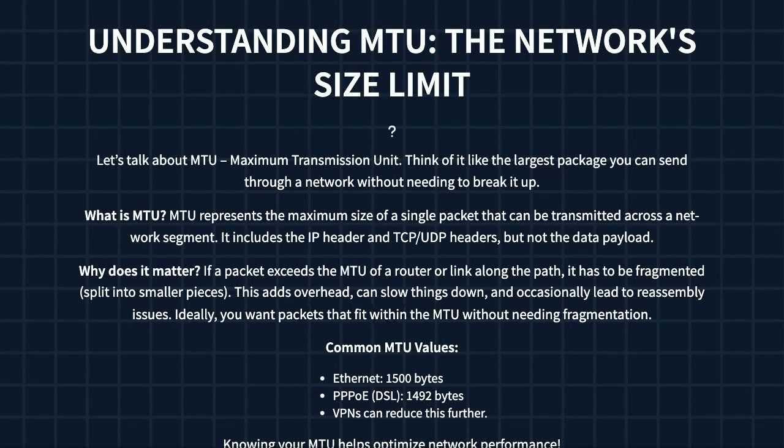Okay, let's dive into something called MTU, Maximum Transmission Unit. It's a really important concept for understanding how data travels across networks. Essentially, the MTU is like the biggest box you can send through the internet without having to break it up. It includes everything: the address information and the actual data itself. When a packet gets bigger than what a router or network link can handle, it has to be divided into smaller pieces, which takes time and can sometimes cause problems. Ethernet typically uses an MTU of 1500 bytes, but things like VPN can reduce that even further. Understanding this helps us make sure the internet works smoothly.